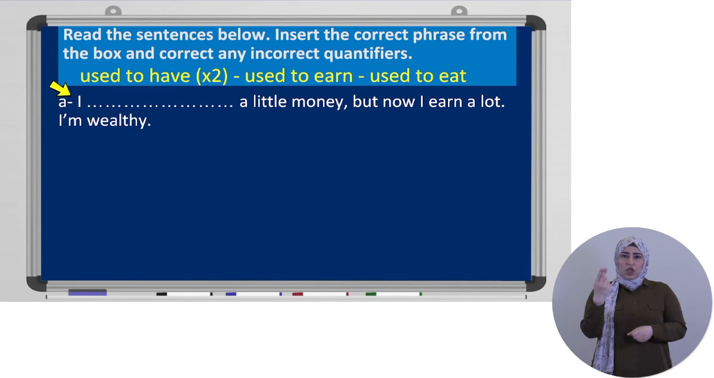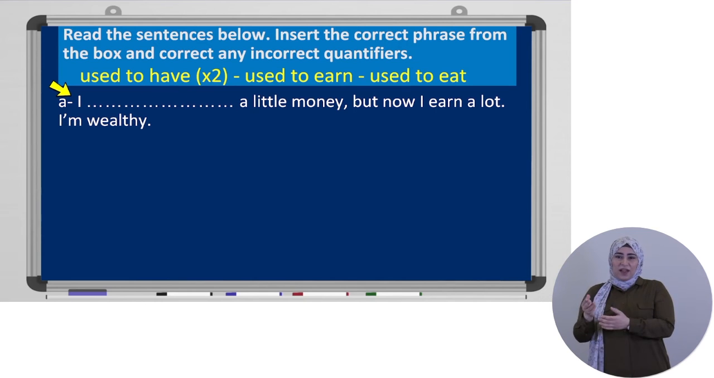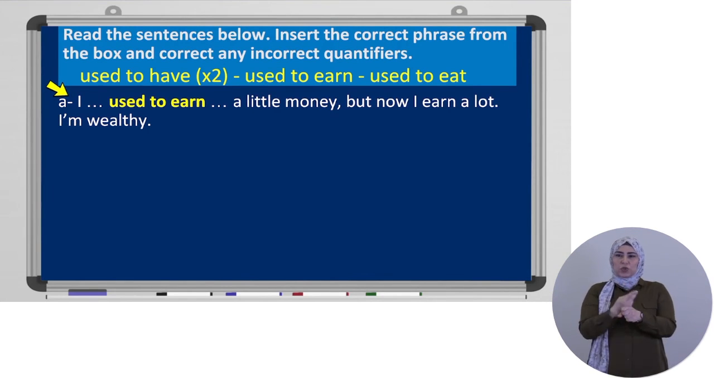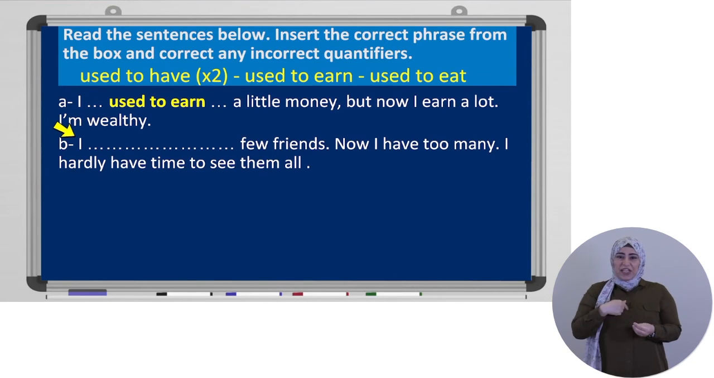Now it's time to check your answers. I ___ a little money, but now I earn a lot. Obviously, it's going to be what? I used to earn a little money, but now I earn a lot. Let's look at B. I ___ a few friends. Now I have too many.